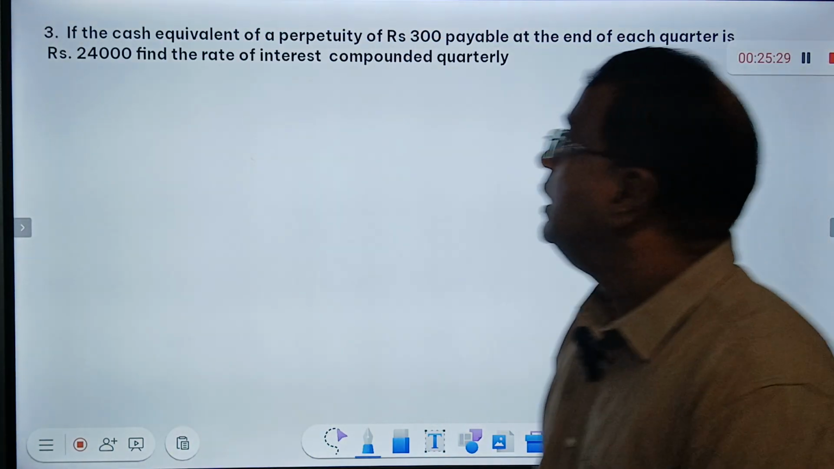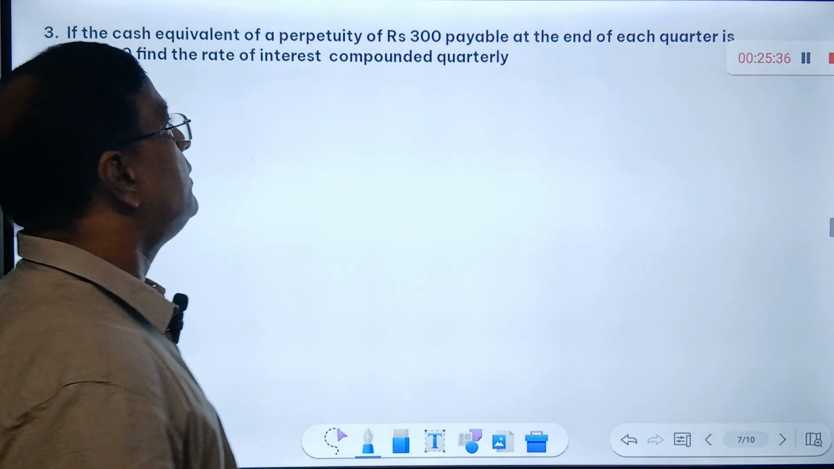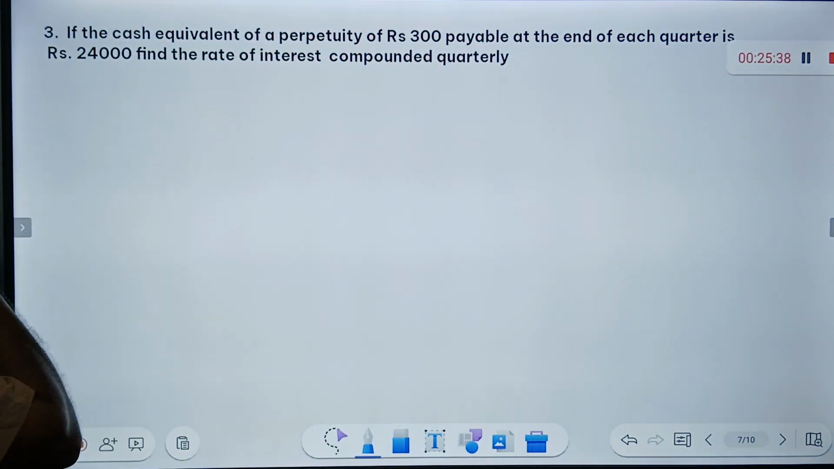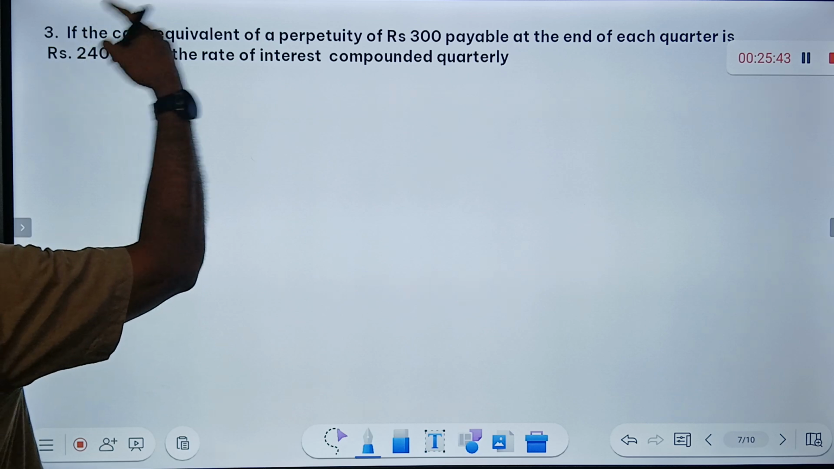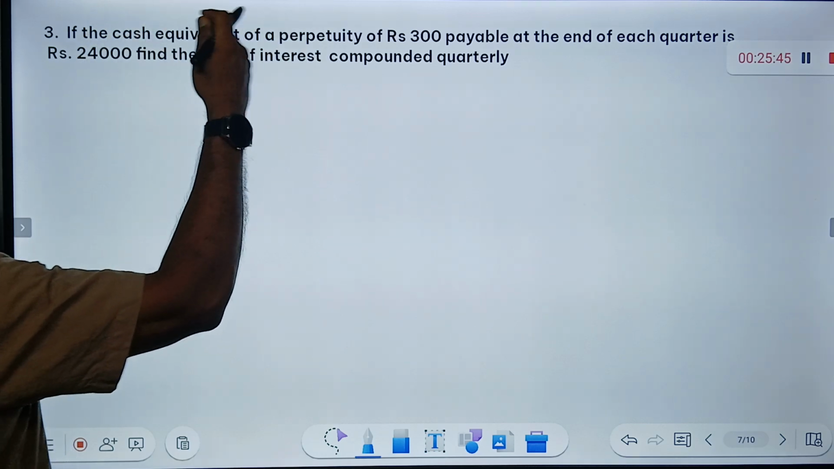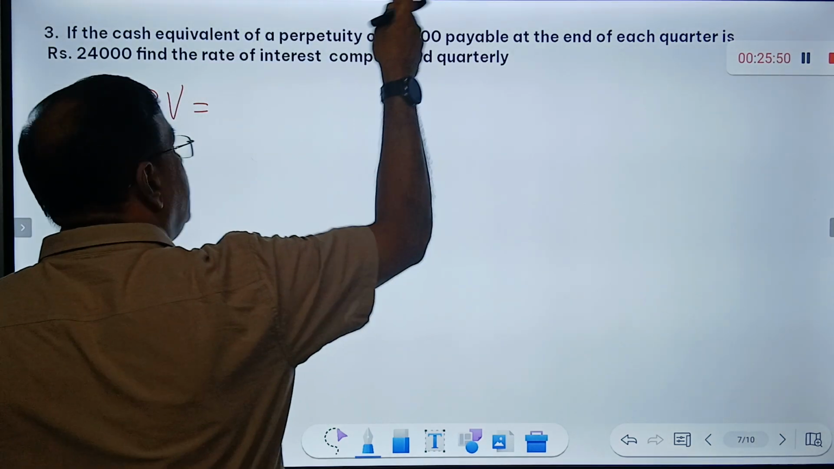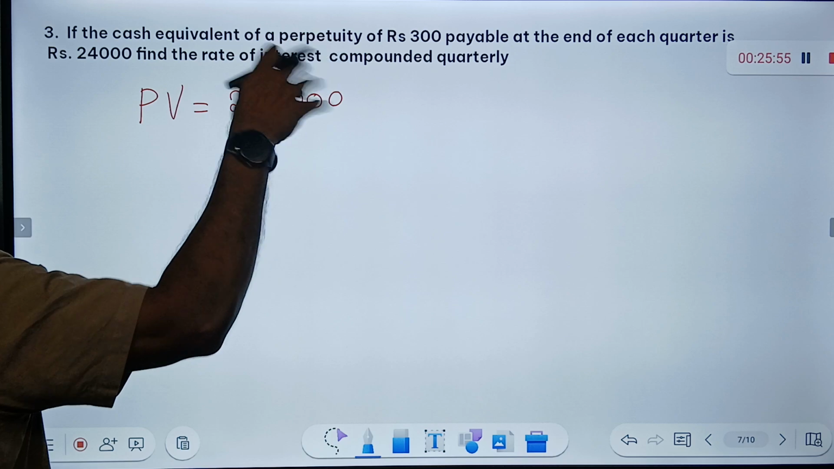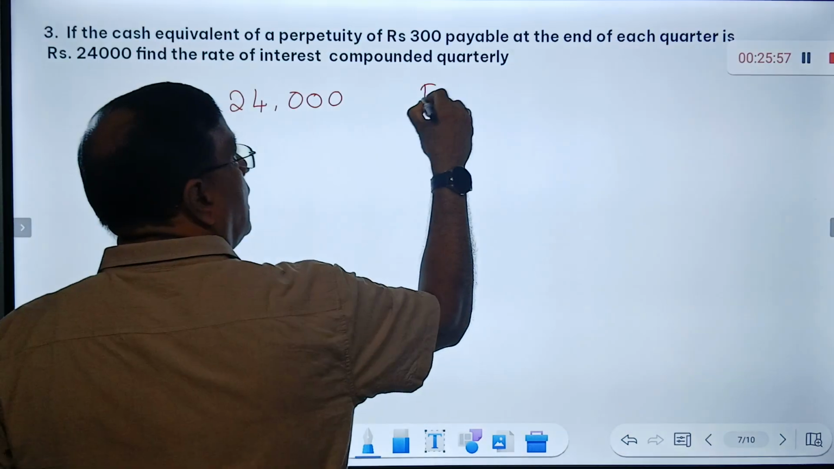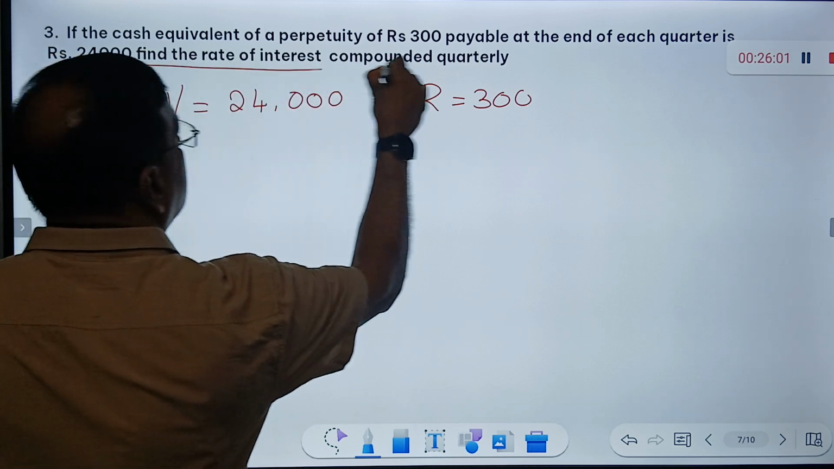I hope it's clear. Now let's look at this particular question. If the cash equivalent of a perpetuity of rupees 300, payable at the end of each quarter, is rupees 24,000. Cash equivalent, so he has given you the present value. So what is the present value? At present, the value of this 300 is 24,000. What is the periodic payment that I make? R is 300. So you want me to calculate the rate of interest.